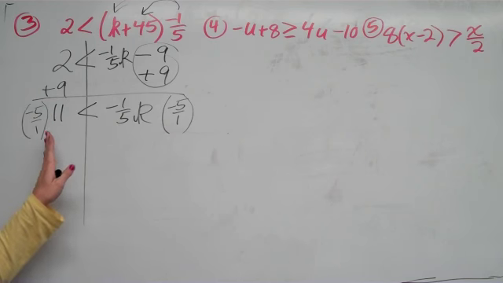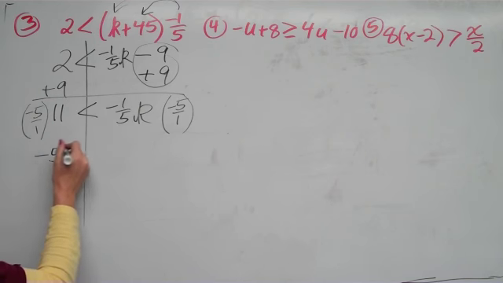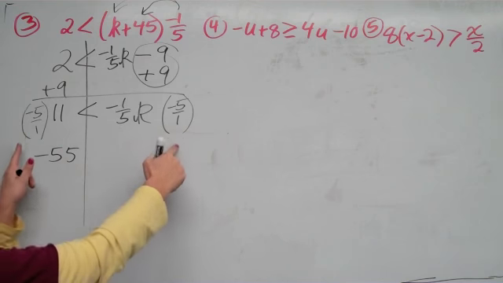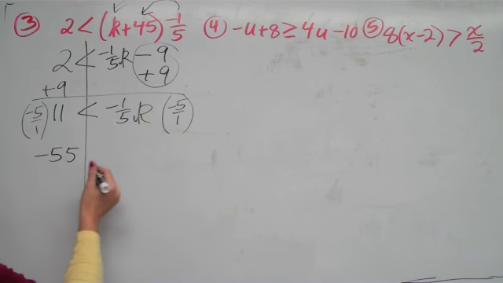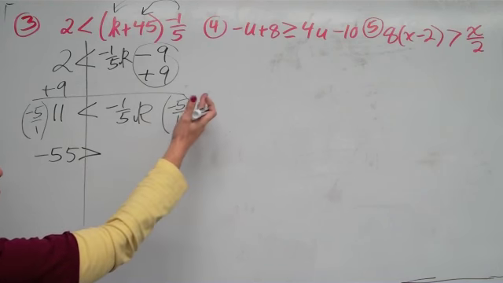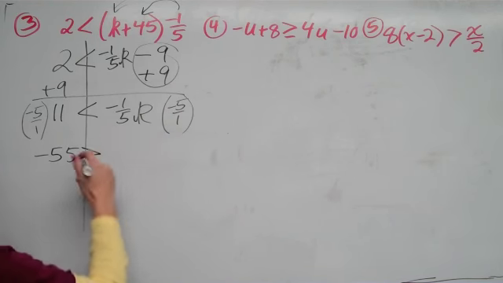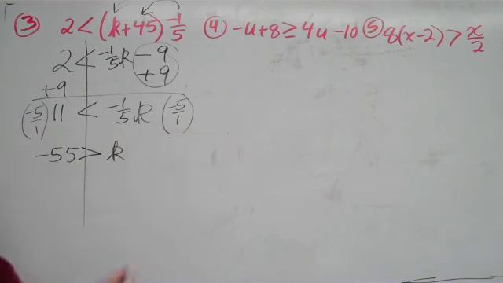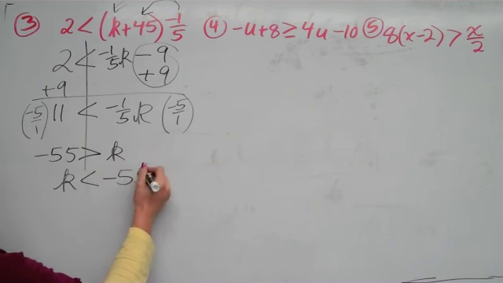So negative 5 over 1 times 11 is negative 55. And I have now multiplied both sides by a negative, so I need to make sure I change the direction of that sign. And the negative 1/5 times negative 5 over 1 makes 1, so I have 1k left. So if I have negative 55 is greater than k, that means k is less than negative 55.